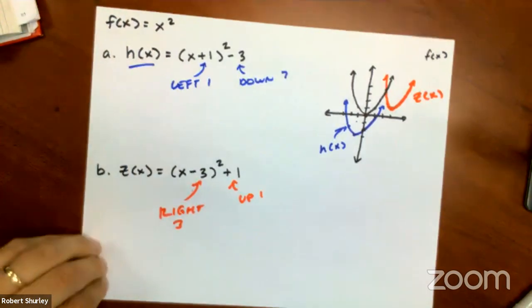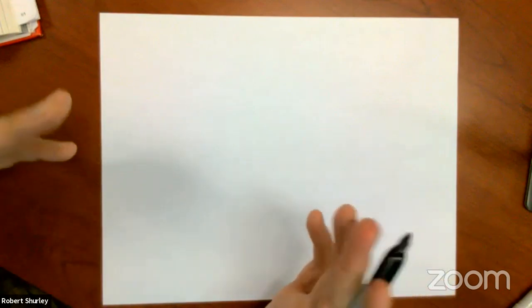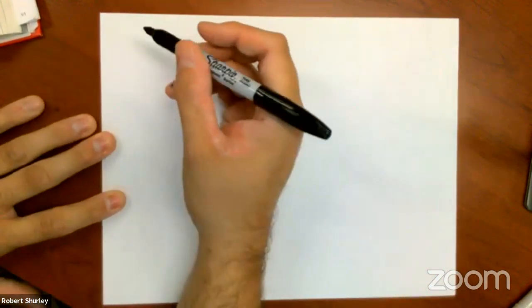Okay. So let's do something a little different then. I'm going to kick it up a notch. Let's say I want you to find the equation for something. I'm going to describe it, and I want you to find it. So I like this on the test.